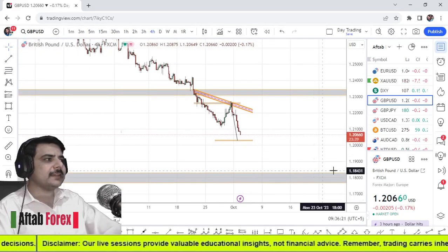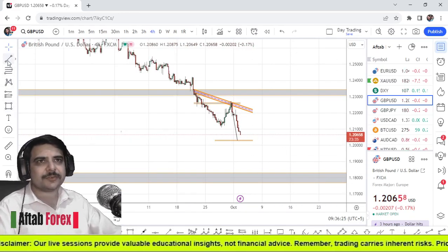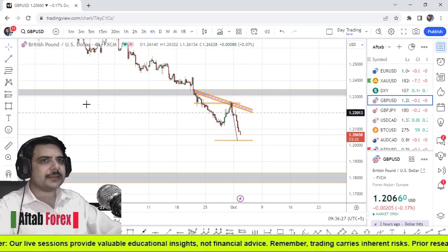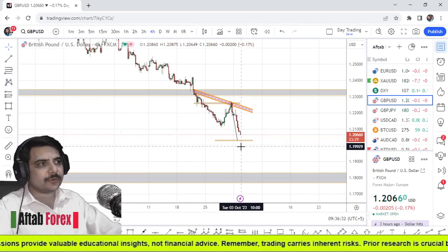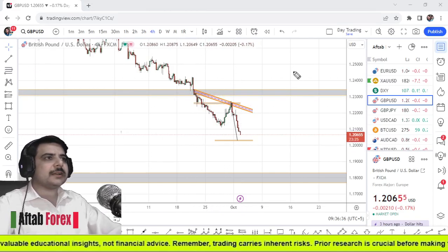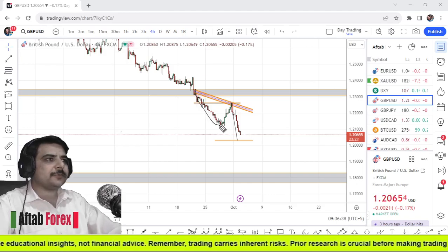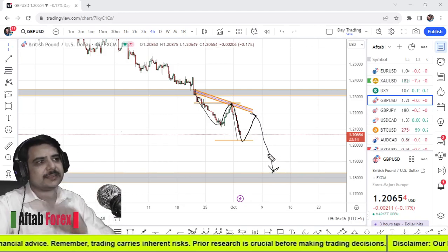one other level, and that is this 1.18. Let's suppose this is the market. We cannot say or predict whether the market is going to break this or not, but since this is an ABCD pattern, the market should go back up from right here a little bit to take a retest of the trend line and then start to go down. This will be the ideal case scenario.